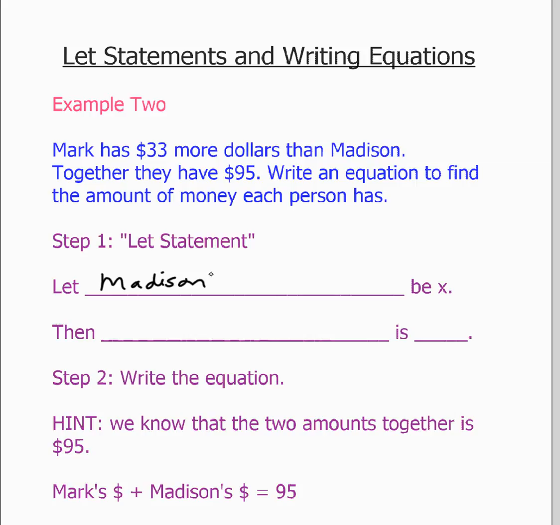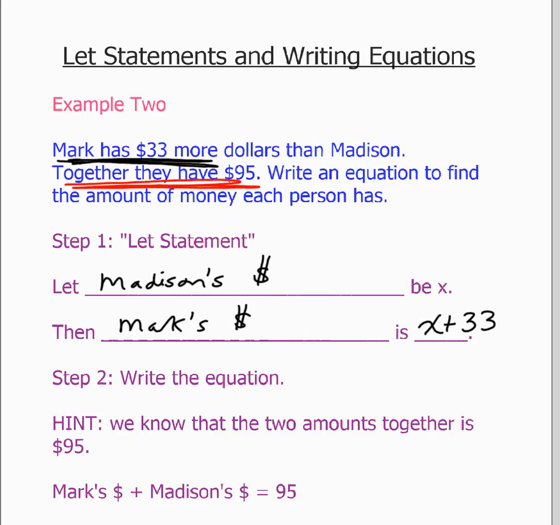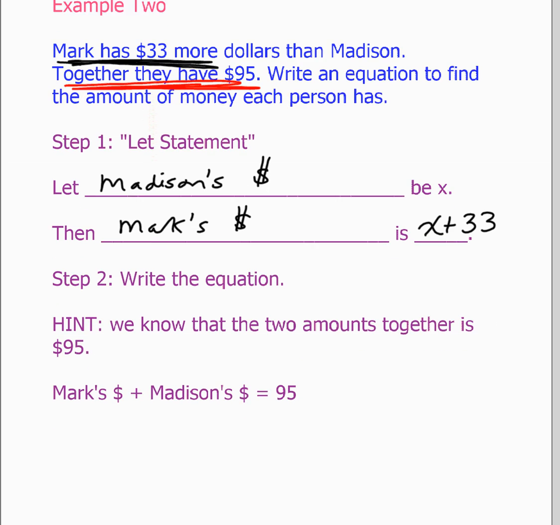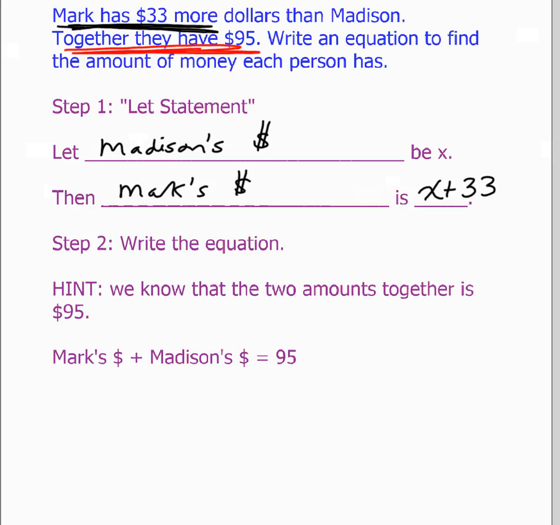So let the amount of Madison's money be x, and then the amount of Mark's money, because Mark has 33 more, again, you've got to think about turning words into math. How do we do 33 more than x? Well, that would be x plus 33, or 33 plus x. It's the same thing. Now we have to come up with the equation. The second thing the question told us was that together they have $95. So what does that mean? It means that Mark plus Madison is 95.